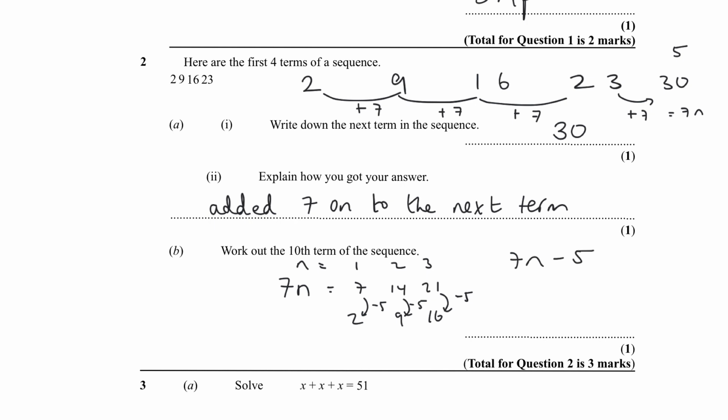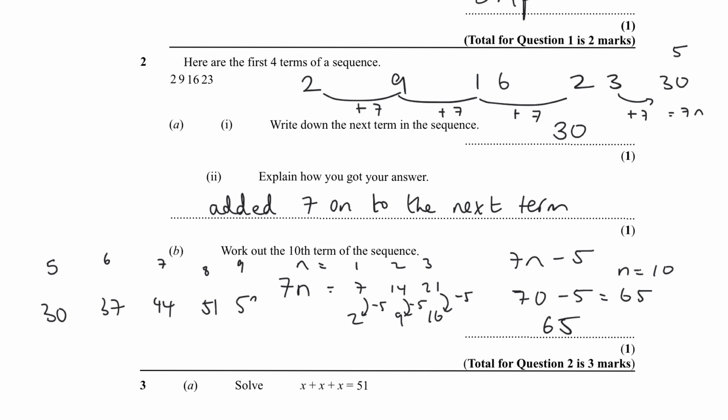If I'm working out the 10th term, then I'm substituting when n is 10. So that would be 7 times 10, which is 70, minus 5, which is 65. And if you work it out the other way, you should get the same answer. So we worked out that our 5th term was 30. The 6th is 37, add 7 onto that, 44, add 7 onto that, 51, add 7 onto that, 58, add 7 onto that to work out the 10th one, 65, and we still have the same answer.